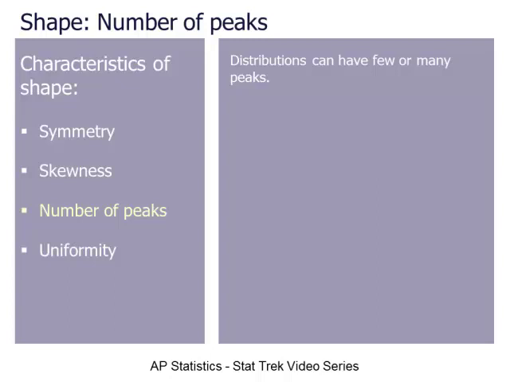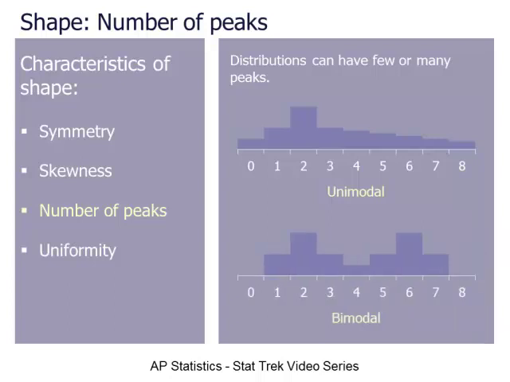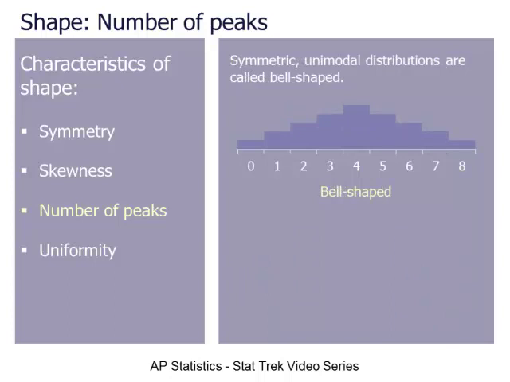Distributions can have few or many peaks. Distributions with one clear peak are called unimodal distributions, and distributions with 2 clear peaks are called bimodal distributions. Symmetric unimodal distributions are called bell-shaped distributions. This particular bell-shaped distribution happens to be short and wide. But note that a tall, narrow distribution, like this, would also be described as a bell-shaped distribution. Any symmetric distribution with one peak is called a bell-shaped distribution.